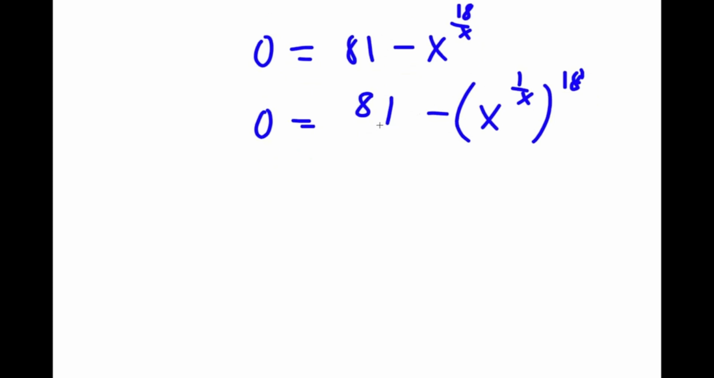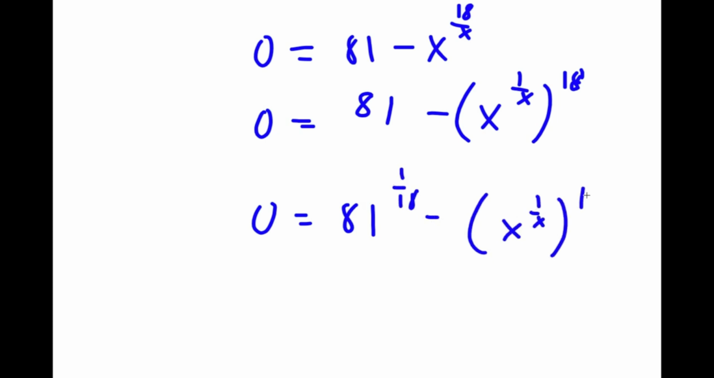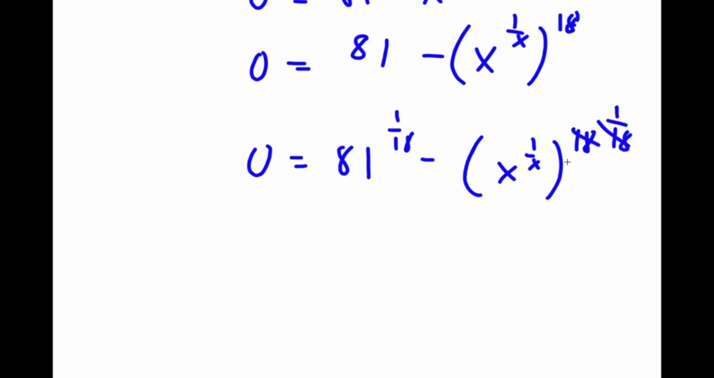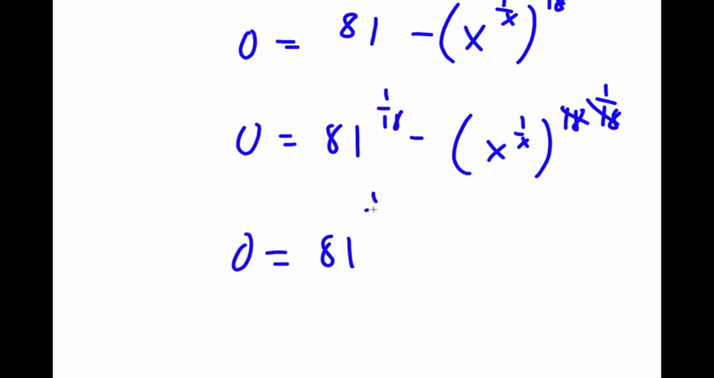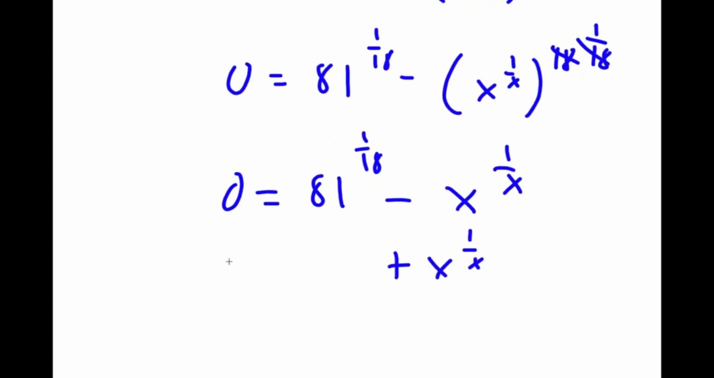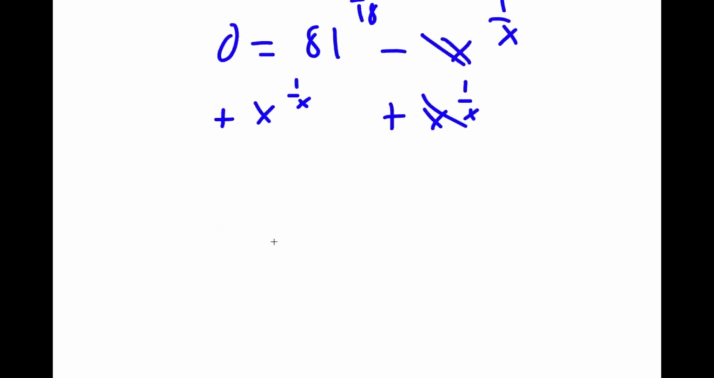Now, if I take the power of 1 over 18 on both sides, I get 0 is equal to 81 to the power of 1 over 18 minus x to the power of 1 over x to the power of 18 to the power of 1 over 18. And then these two cancel out, and I get 0 is equal to 81 to the power of 1 over 18 minus x to the power of 1 over x. So now if I add x to the power of 1 over x on both sides, these two cancel out, and I get x to the power of 1 over x is equal to 81 to the power of 1 over 18.